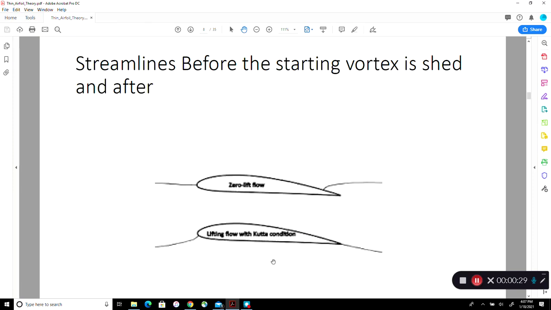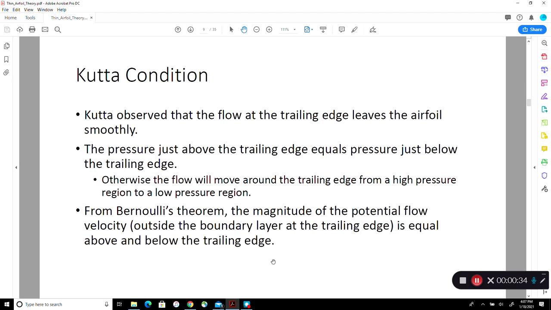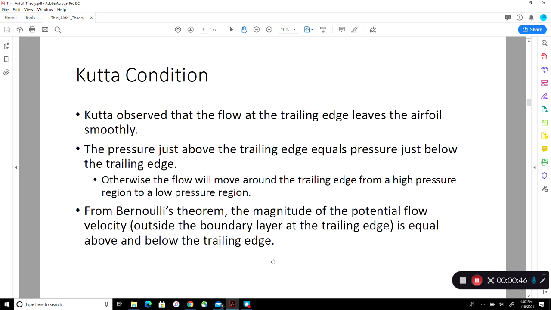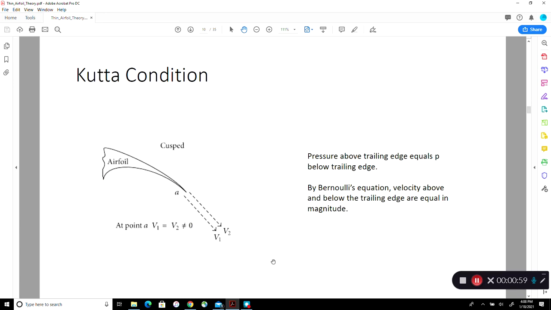We talked about what happens right at the trailing edge. Then we made an observation that the flow smoothly leaves the trailing edge above and below. Therefore, there could not be any pressure difference at the trailing edge. Also, according to the Bernoulli equation, the velocity magnitude should also be equal above and below. So this is the observation that Kutta made, and this is called the Kutta condition right at the trailing edge. The pressure is equal above and below, and the flow is smoothly leaving the airfoil trailing edge surface.